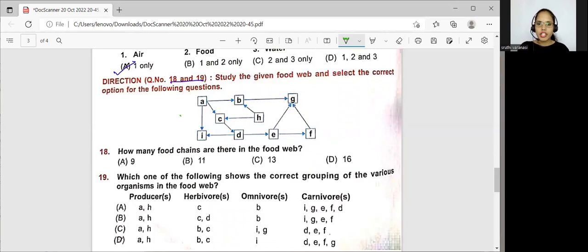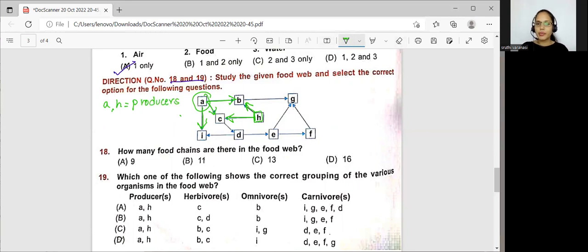From where are the food chains starting? They're starting from A. From A, plants are eaten by I, C, and B. And H is another producer, a plant, which is eaten by B and by C. So what did we understand? We understood that A and H are producers.